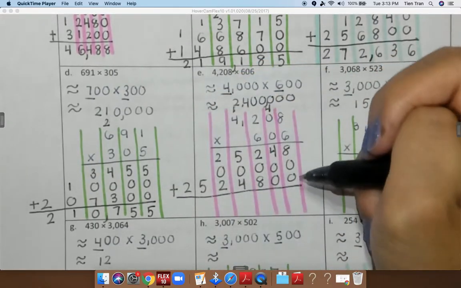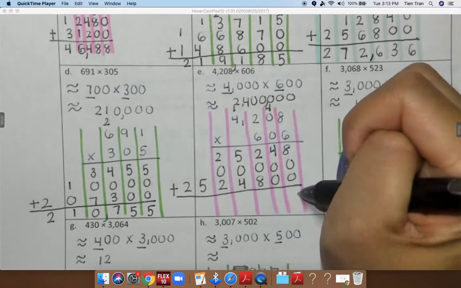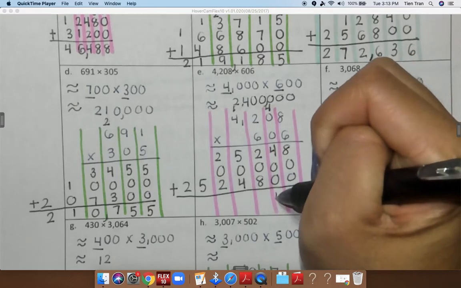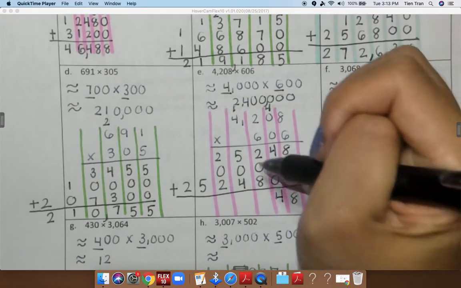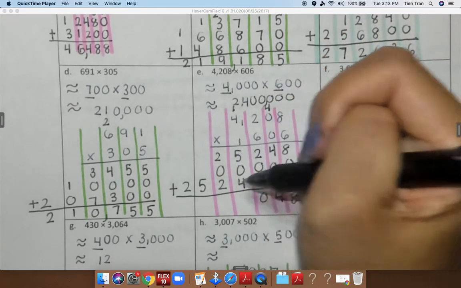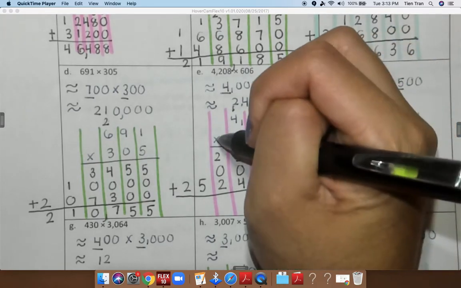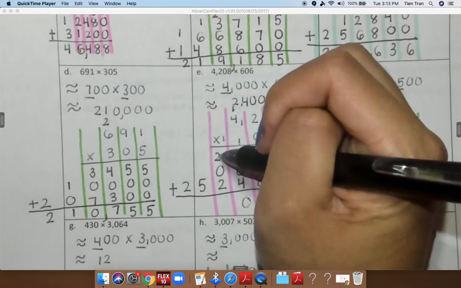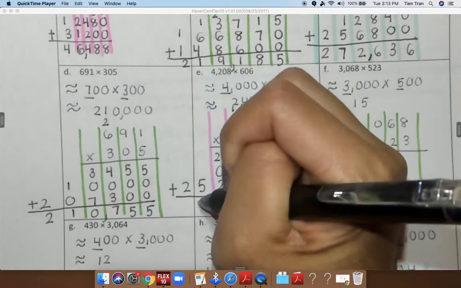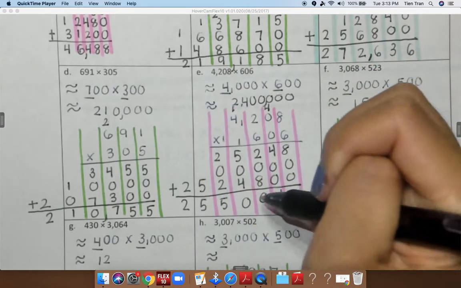I'm going to add everything together. 8 plus 0 plus 0 is equal to 8. 4 plus 0 plus 0 is equal to 4. 8 plus 2 is equal to 10. 5 plus 4 is 9. Plus 1 is 10. 2 plus 2 is 4. Plus 1 is 5. And bring down the rest of my numbers.